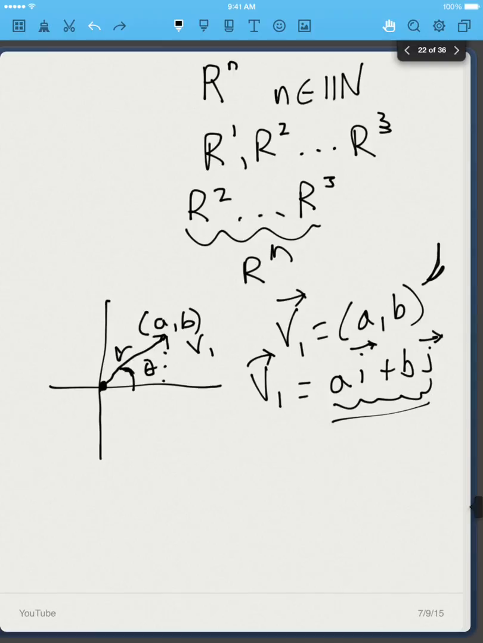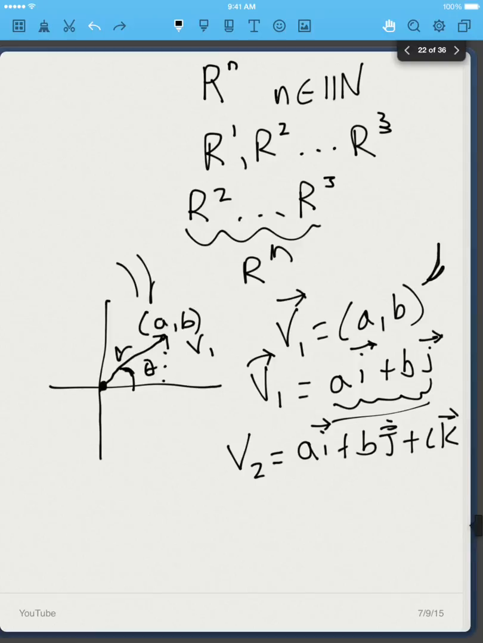So you can think of just the vector v2 equals ai plus bj plus ck. So this is the most general form of the vector for, a subset of this when c is 0 is where we are right now, R2. But in R3, things are a bit different.